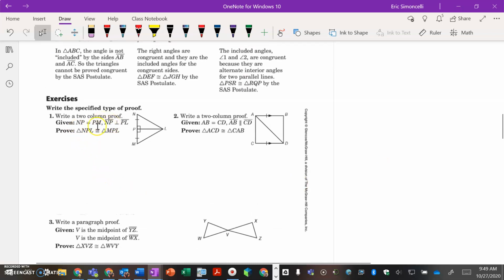write a two-column proof if NP is equal to PM, NP is perpendicular to PL, and triangle NPL is congruent to triangle MPL as our proof statement. Our proof statement is to, again, say that these two triangles here and here are congruent to each other. Statements and reasons set up, given, as you can see.